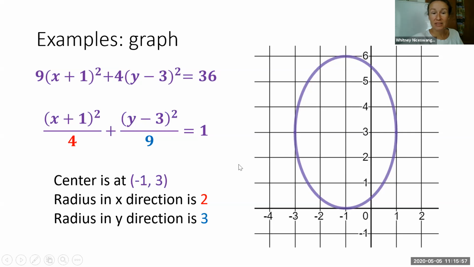So that's how you graph the ellipse. Set it equal to 1 by dividing by the coefficient, and then identify the center and identify your radius and move out from the center in the x direction of your radius on both sides and the y direction of your radius on both sides, top and bottom, and then you can form that ellipse.